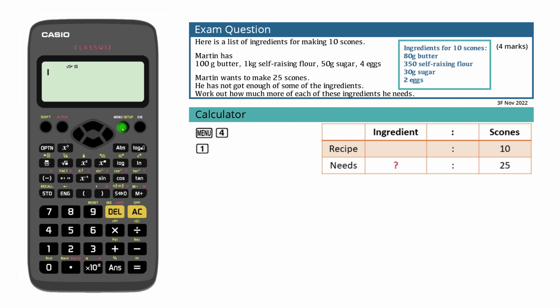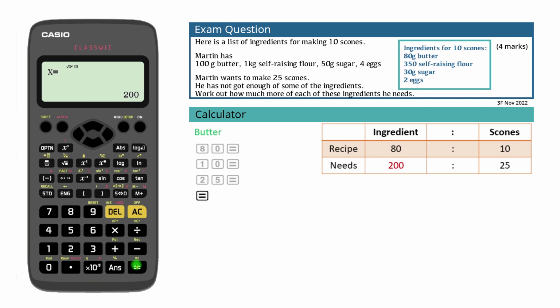Now on the calculator, press Menu and choose the ratio app, which is option number 4. The unknown number is the first one in the ratio for ingredients that Martin needs. The calculator uses x for the unknown number, so choose option 1. The first ingredient is butter, so we'll start by entering the ratio for the recipe. On the calculator, enter 80 and press equals for the first number, and then enter 10 and press equals for the second number. You can see that the calculator moves to the second ratio. Enter 25 and press equals, and then we can solve the ratio by pressing equals.